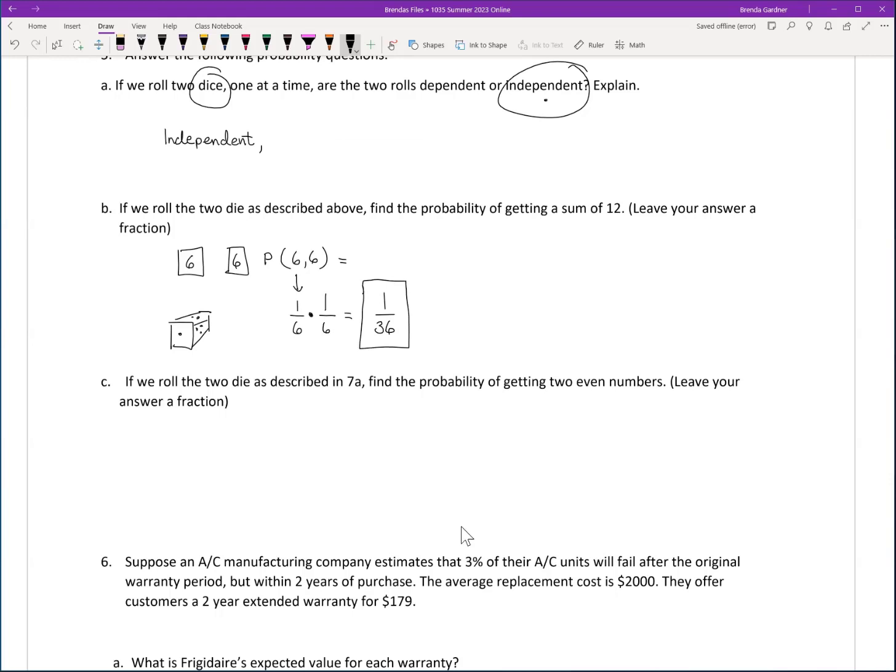If we roll the 2 dice as described above, find the probability of getting 2 even numbers. So we want to find the probability of getting an even number on the first die, and then the probability of getting another even number. If we think about even, it's 2, 4, 6 on a die. So that's 3 in 6, and then another 3 in 6. We could reduce those before we multiply. It's 1/2 times 1/2, which would be 1 in 4. So the chance of getting 2 even numbers is 1 in 4.